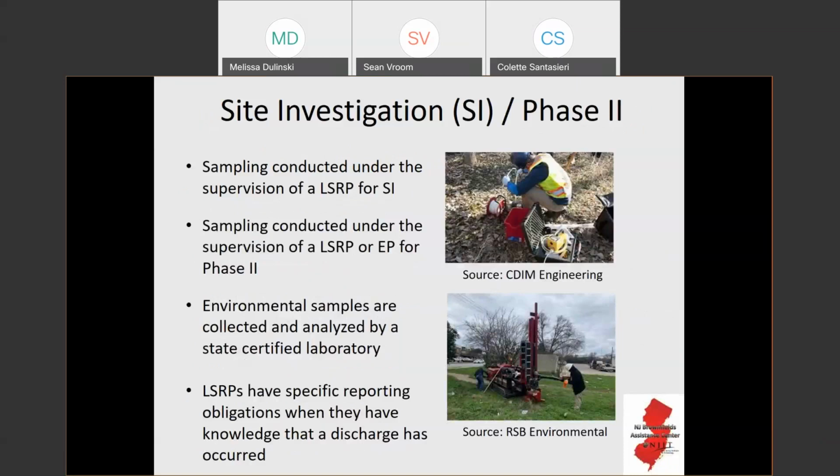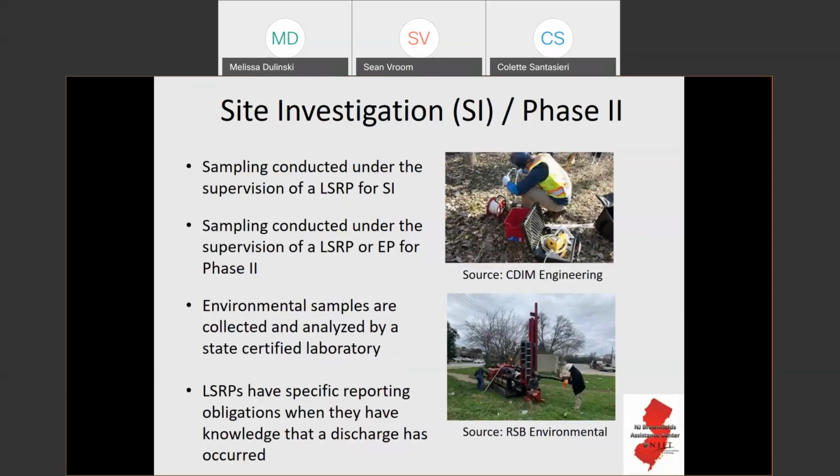So if it's determined that there is any potential for contamination based on prior usage or current conditions during the assessment phase, the next step in the process is the investigation. So the site investigation, or Phase Two, answers the question: is there contamination on site? Again, at this point in the process, you don't have to own the site, and you only have to be granted access to the site by the current property owner.